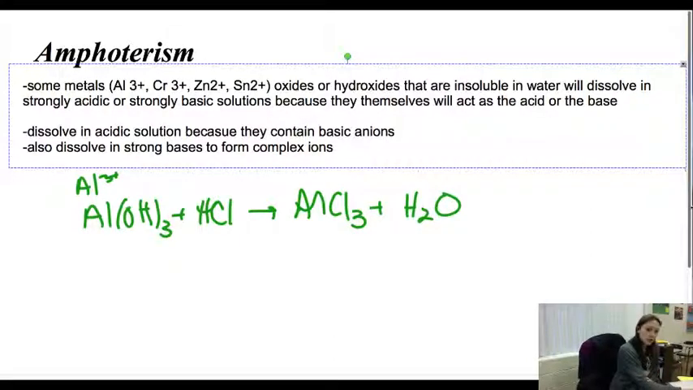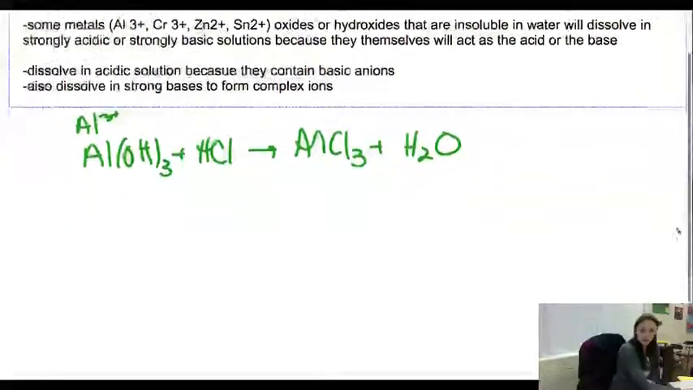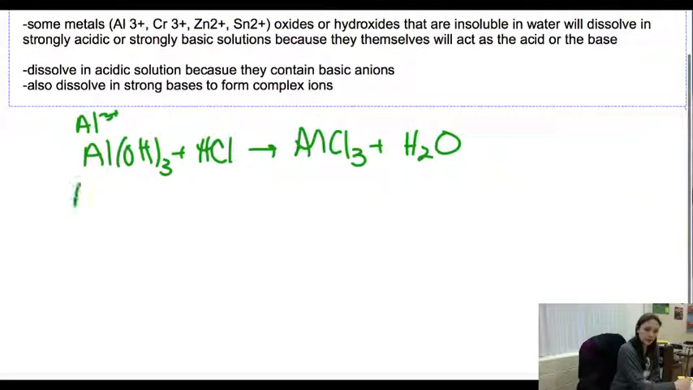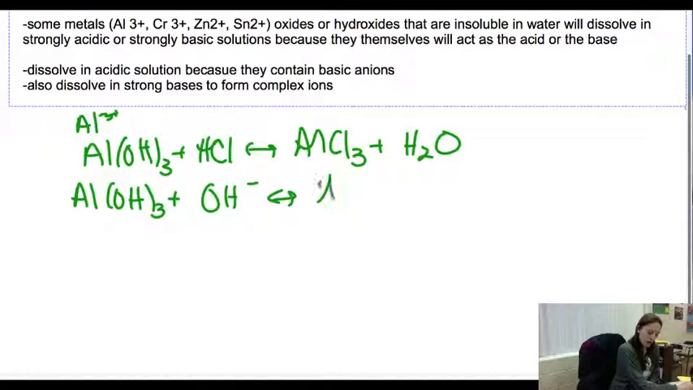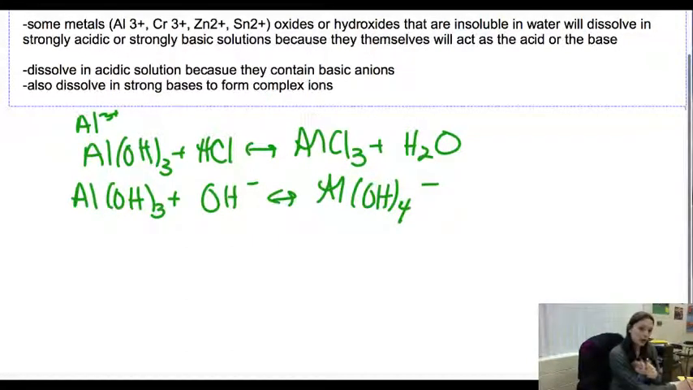Okay, I can also react it with a strong base to form a complex ion. It's going to look like this. If I have aluminum hydroxide, I add a strong base. We're going to add some more OH minus. It's going to make Al(OH)4 negative. The extra hydroxide group is going to latch onto that aluminum and make a complex ion.